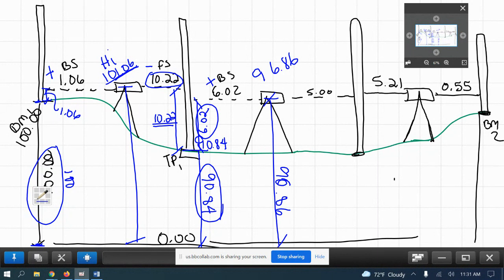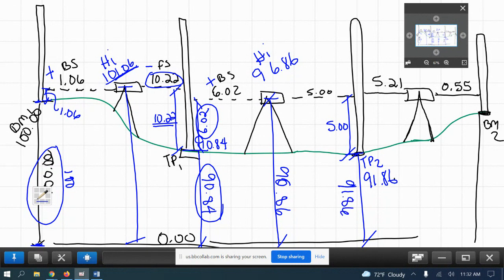So elevation plus backsight gives you HI, and then HI minus your foresight, so this is 5.00, will give you the elevation, and this is turn point 2. So my turn point 2 would be 96.86 minus 5. So that should give me 91.86. So that's 91.86 above mean sea level.